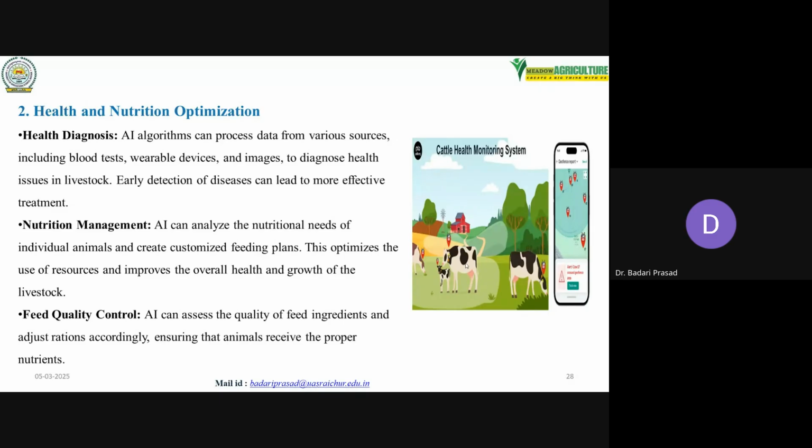So feed quality control. It can also assess the quality of feed ingredients and adjust the rations accordingly, ensuring that animals receive the proper nutrients. So if you feed the dietary plan or the nutrition plan to the machine learning system, based on the ingredients you are going to put, the ratio will be calculated, and the exact ratio of the inputs will be delivered, and according to that the nutrition will be given to the animal and the quality will be maintained.